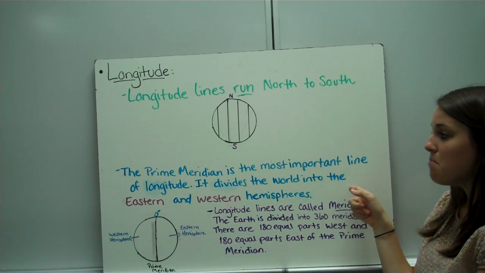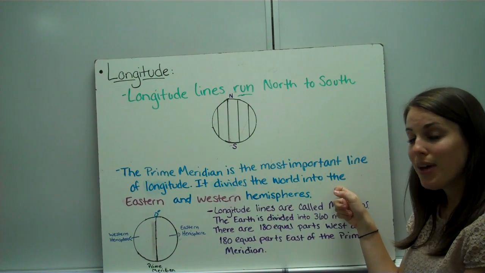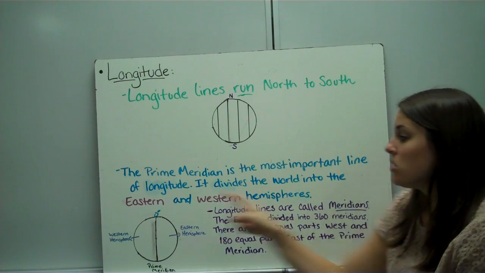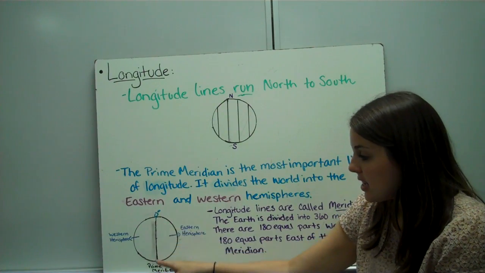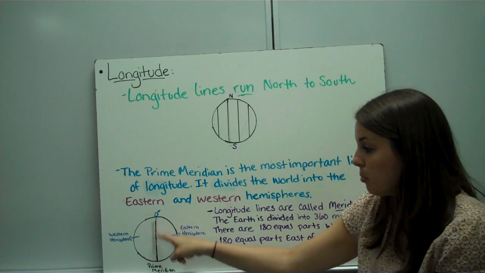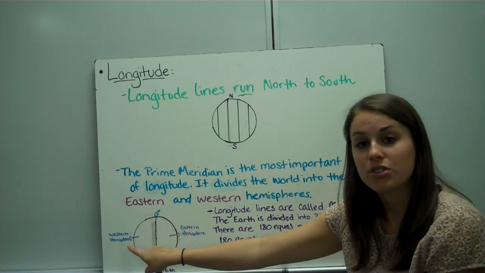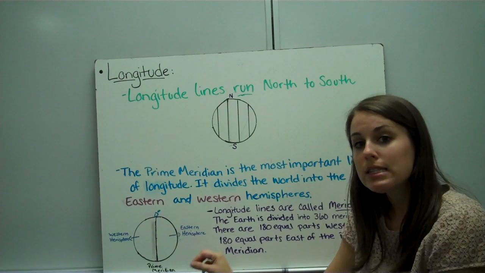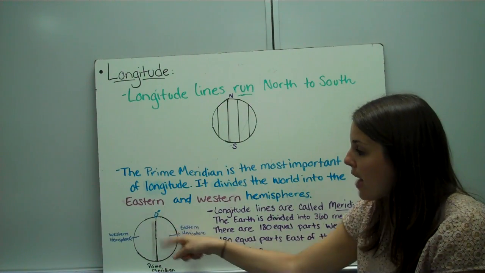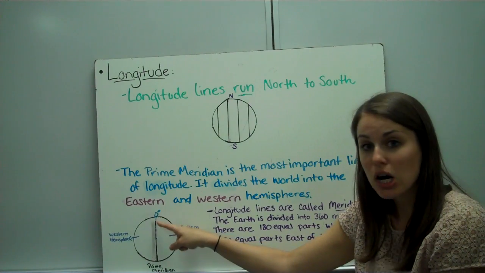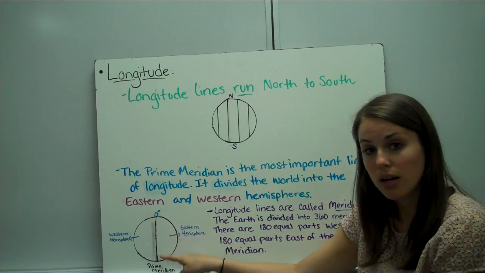The prime meridian is the most important line of longitude. It divides the world into the eastern and western hemispheres. So if we look at this picture down here of this circle, this is that most important line of longitude, the prime meridian. It divides the globe into the eastern and western hemispheres. Just like the equator, registering at 0 degrees latitude, if you have a degree that says 0 degrees longitude, that means that coordinate falls on the prime meridian.